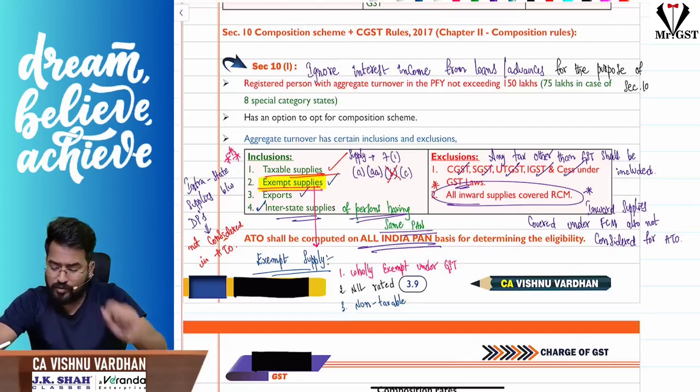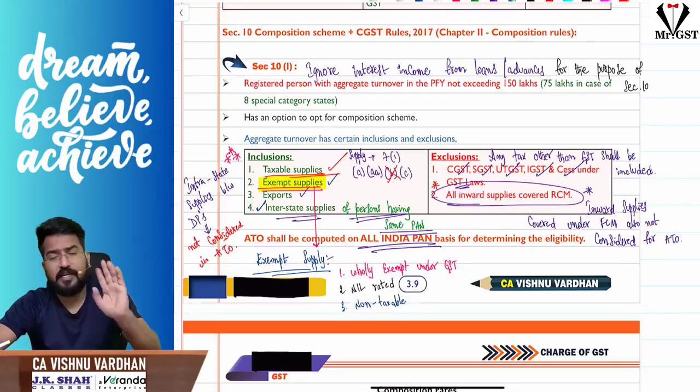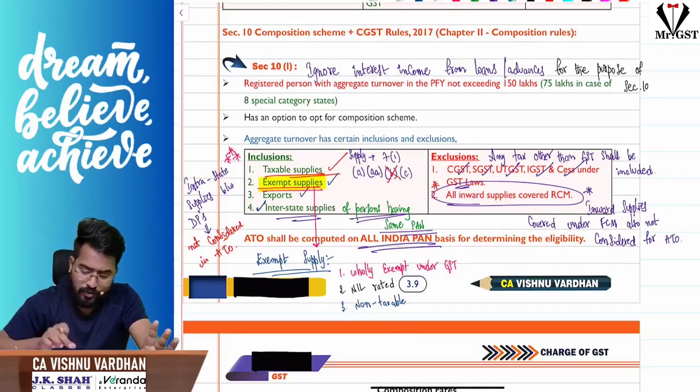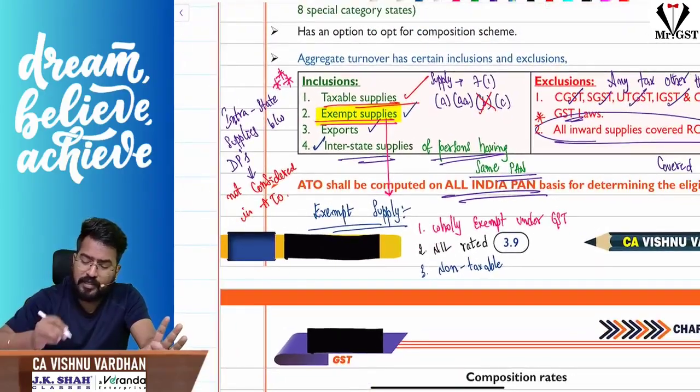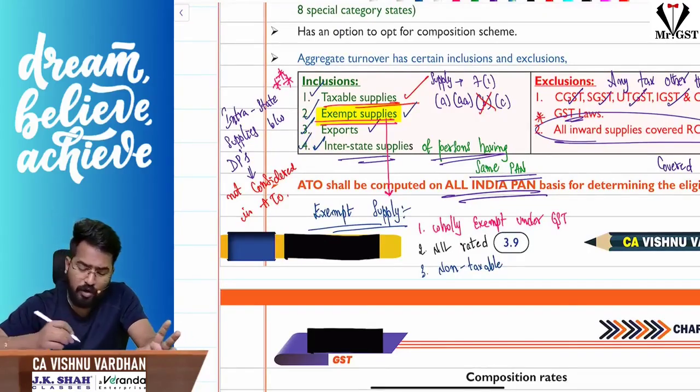And I also taught you one thumb rule: that interest income, please ignore. Next, aggregate turnover meaning. I told you, aggregate turnover includes taxable supplies, exempt supplies, exports, interstate supplies of persons having the same PAN. All these things you please add.